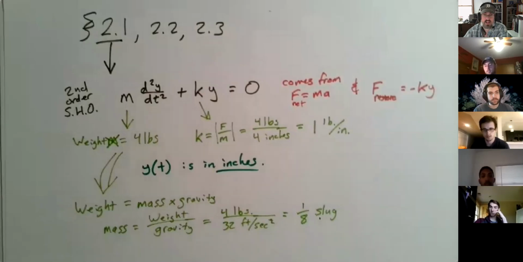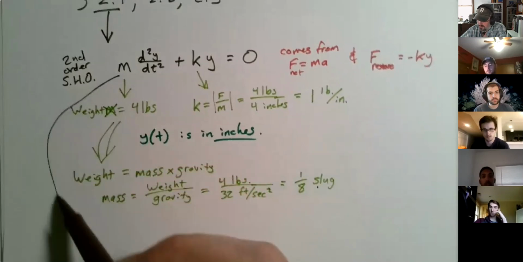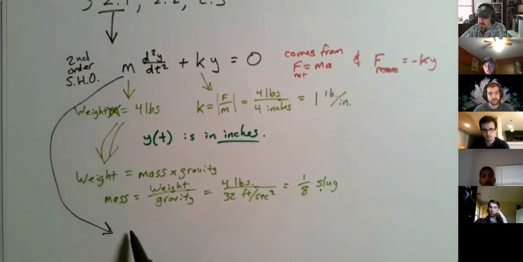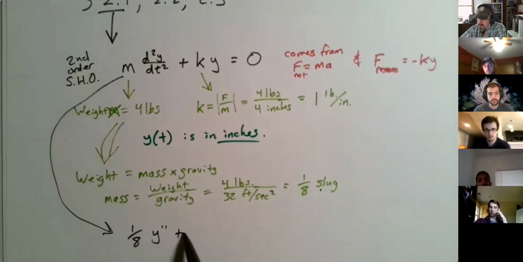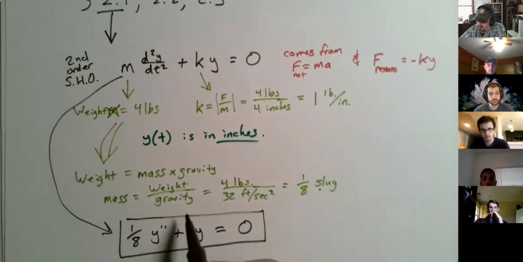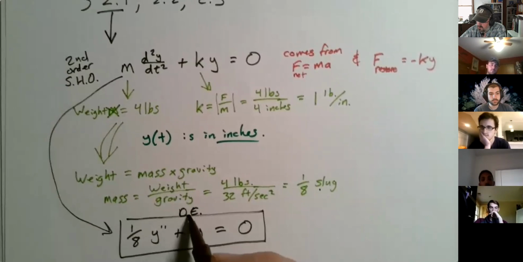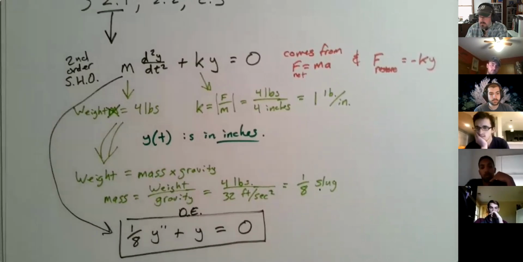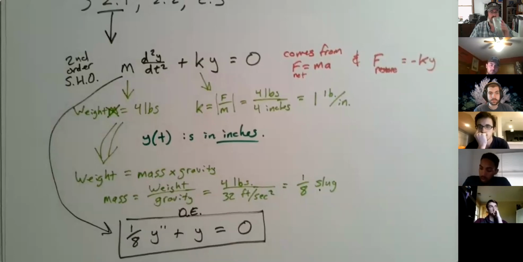So if we take our units and plug this in, our equation can be written as 1/8 y double prime plus k, which we said was 1, times y equals 0. This is the differential equation for our problem. But we also need initial conditions for our IVP. So where are we going to get the initial conditions from? You guys have been quiet for too long, so I'm going to shut up and let you talk.